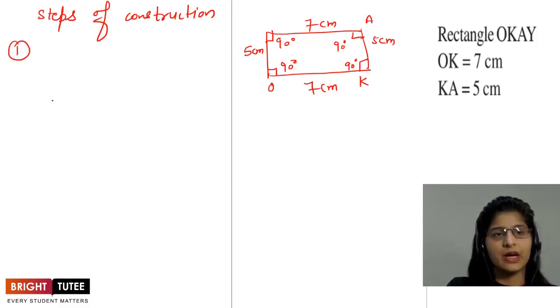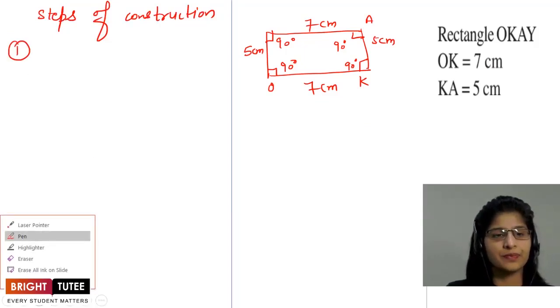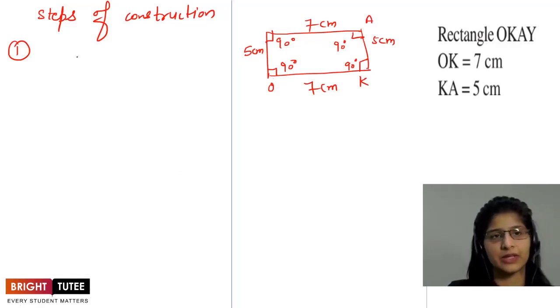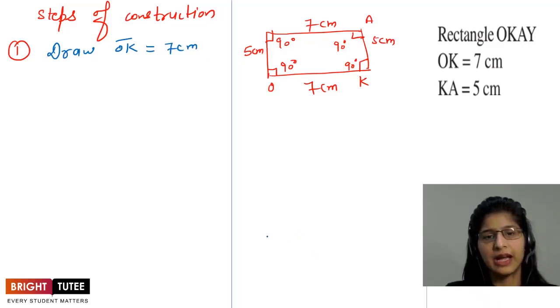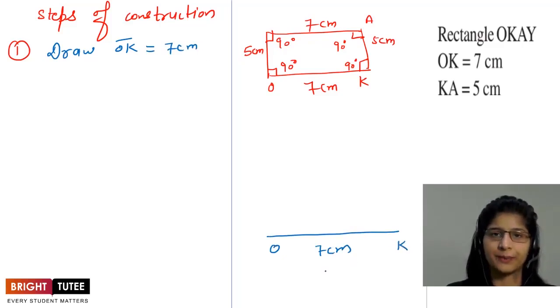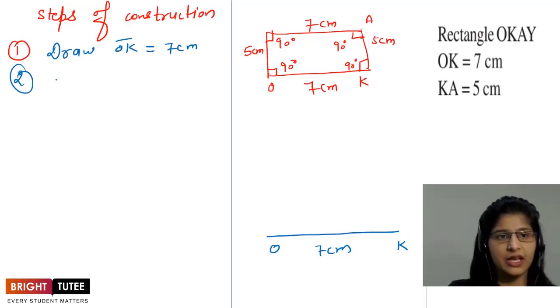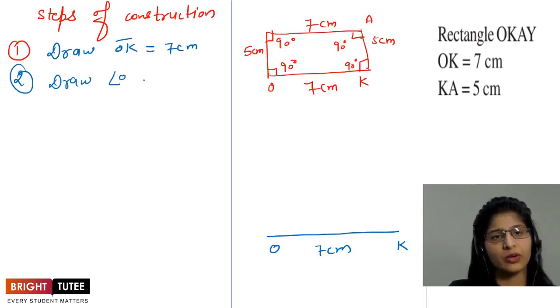The first step is, what we are going to do in this? Think carefully. We are going to draw OK, that is the first line segment. So we'll write draw OK, that is one line segment, equal to 7 centimeter. So take your scale and draw a line segment of 7 centimeter. Name it as OK. The second point is, at point O you will draw 90 degrees angle, at point K you will draw 90 degrees angle. So you will write draw angle O and angle K as 90 degrees each.